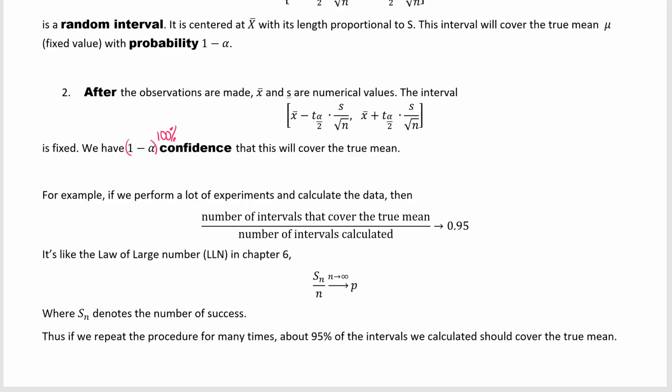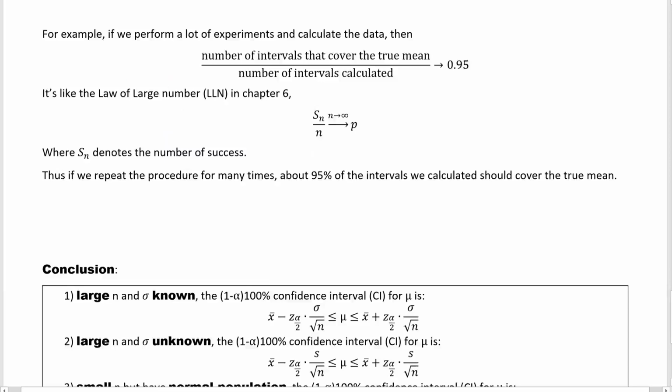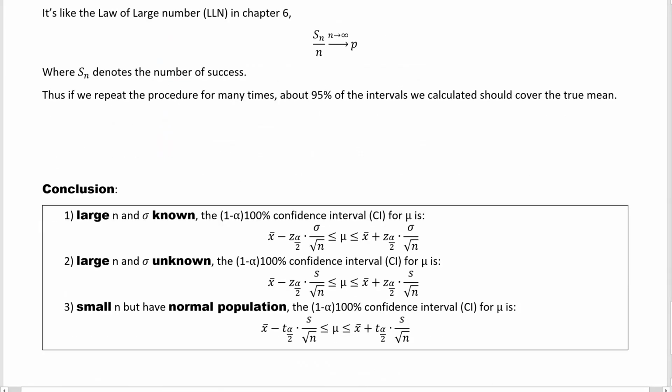We use Sn over n. Remember the example in chapter 6, 6.1, 6.2? Okay, we have Sn over n. When n goes to infinity, this gets close to p, where Sn denotes the number of successes. Thus, if we repeat the procedure many times, about 95% of the confidence intervals we calculated should cover the true mean. Okay, so that is the probability statements and the confidence statements.